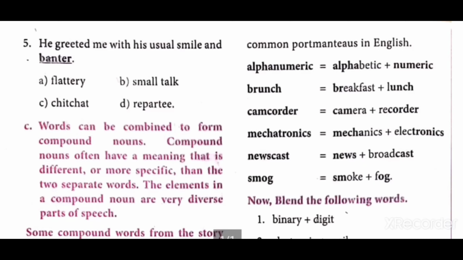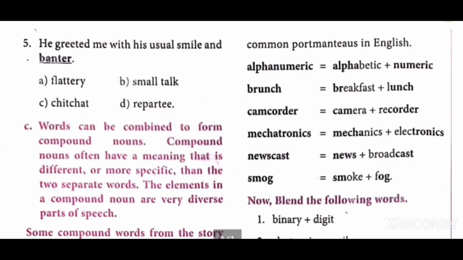The next one is brunch. It is the combination of breakfast plus lunch. And the third one is camcorder, and the combination here is camera plus recorder. Fourth one is mechatronics. It means mechanics plus electronics.